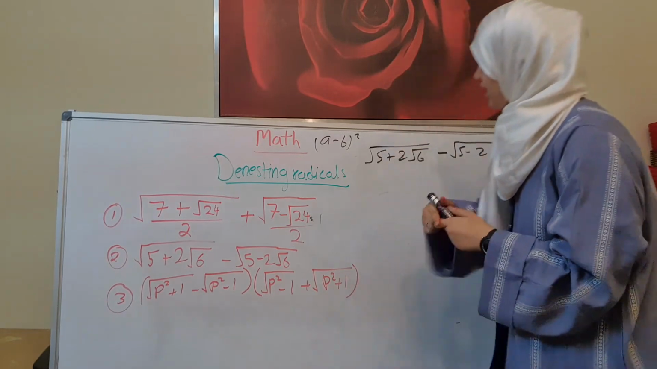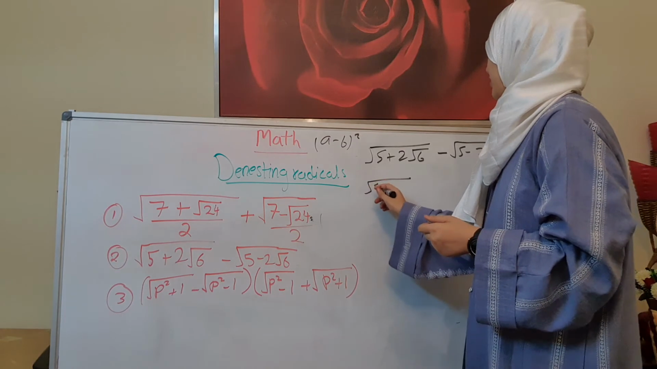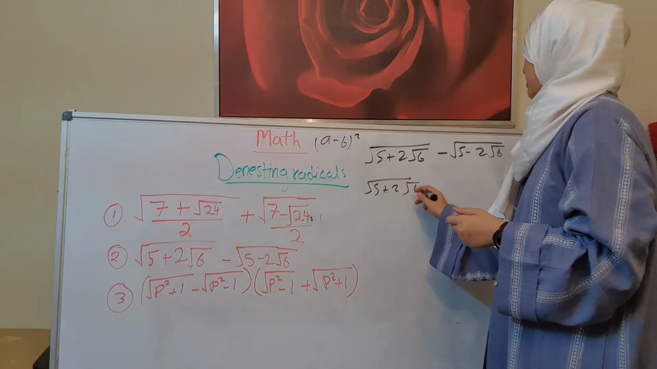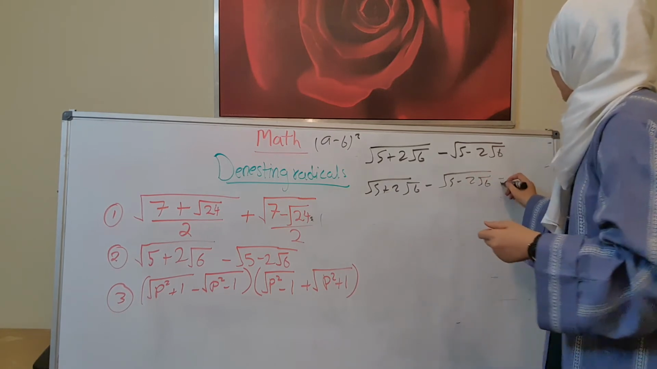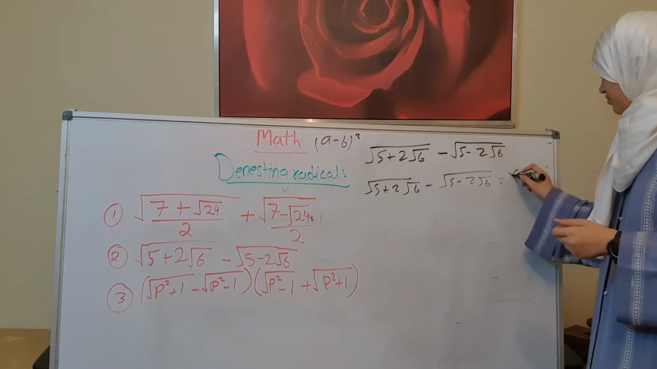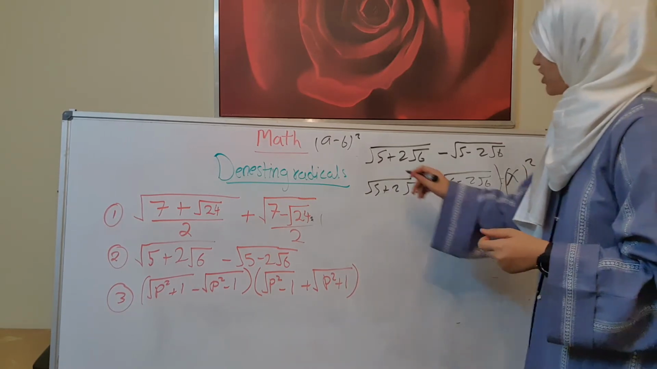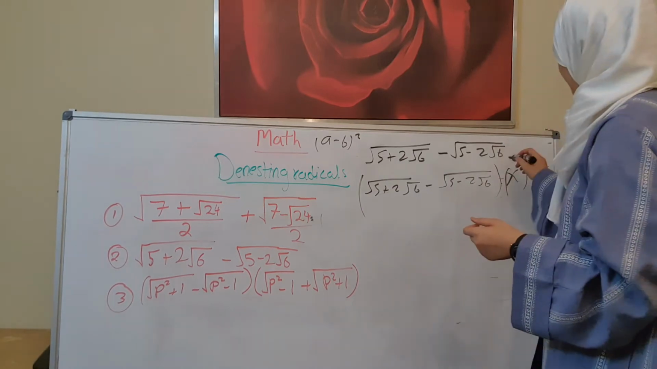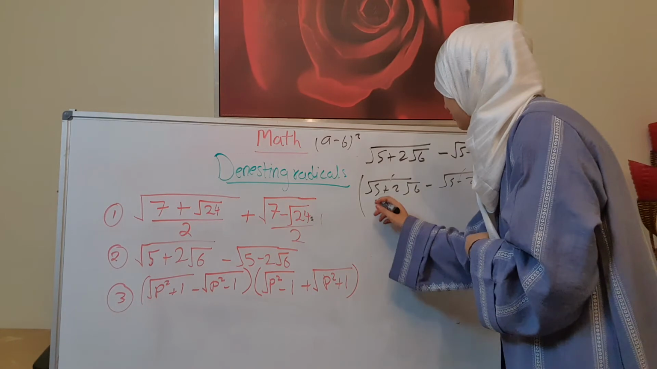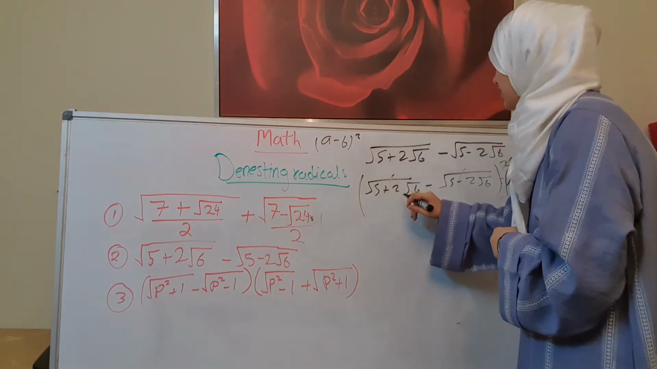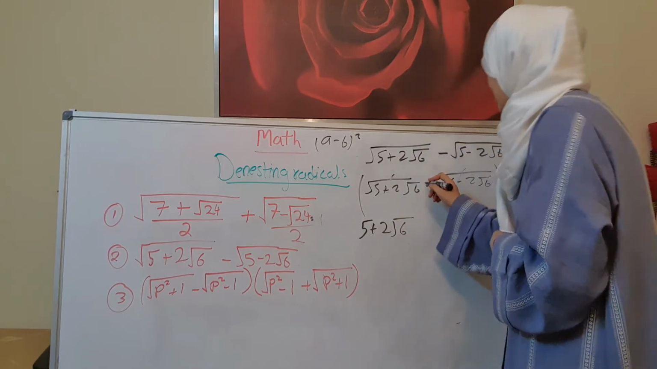So now what we have: radical of (5 plus 2 radical 6) minus radical of (5 minus 2 radical 6) is equal to x. So we make x squared, and we also square this part, which means the square cancels the radical on each. So what will we have? 5 plus 2 radical 6, 5 plus 2 radical 6. What do we have again?